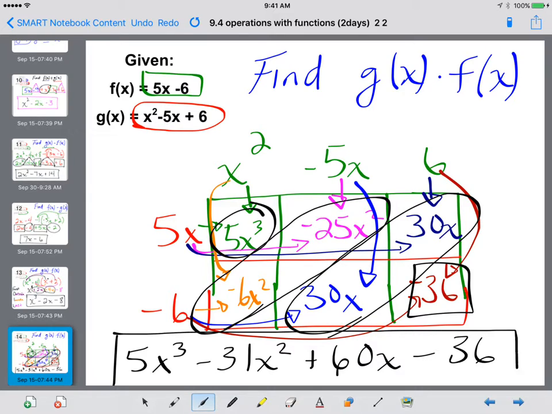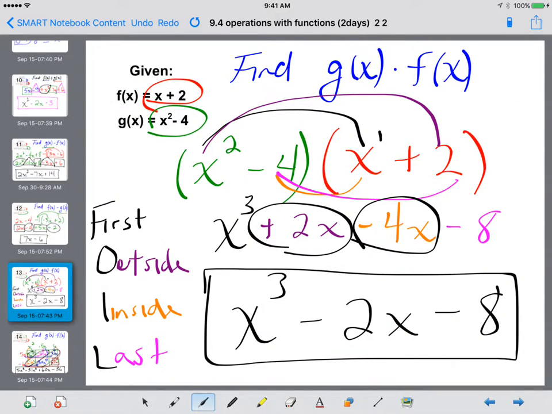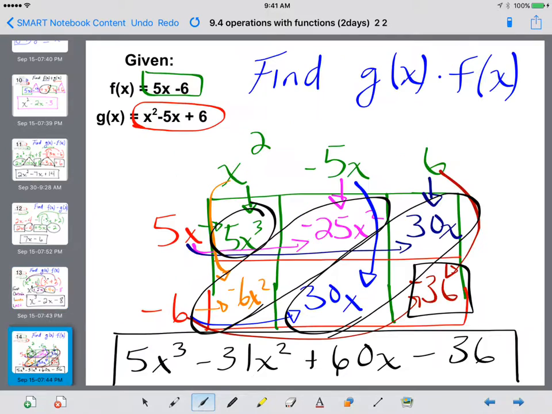So sometimes it's not a 2 by 2, sometimes it is a 3 by 2 or a 2 by 3. So multiplying, you can use more than one method. You can use the box method or you can use the FOIL method. I will leave that up to you to decide.